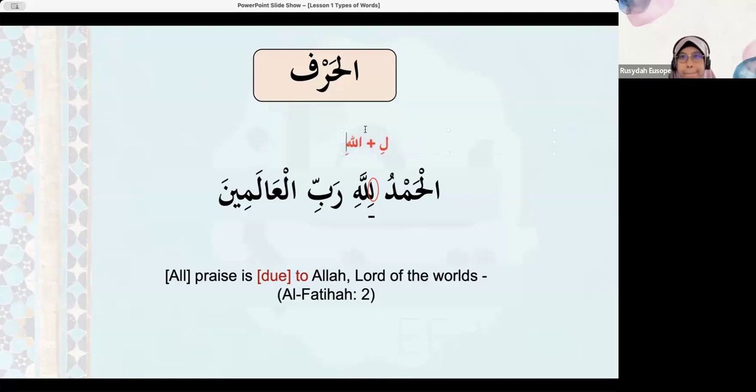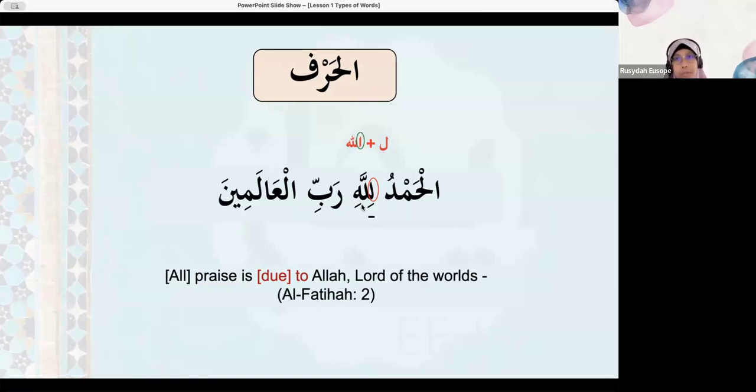So if you see lam lam ha without this alif here, so this alif is dropped, then it means it's a combination of two words, li and Allah. So this alif is removed here. Okay, so if you just see lam lam and ha without alif, then it means lillah. Even without the shakl or vowels, you may be able to read this. So lillah means to Allah, or belong to Allah, or for Allah.